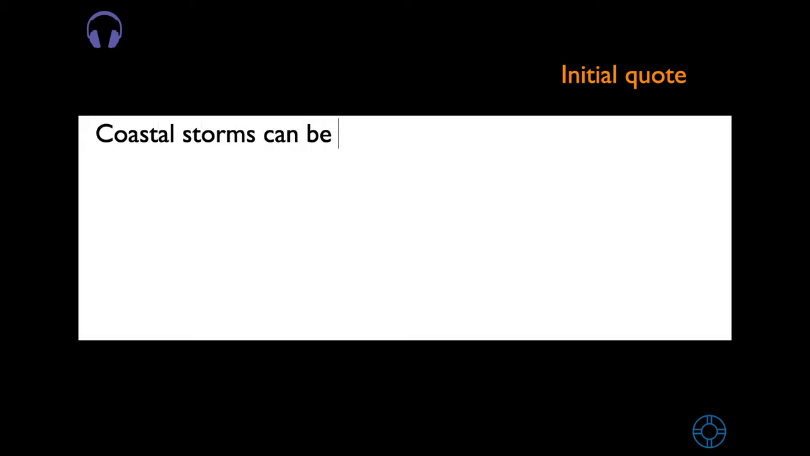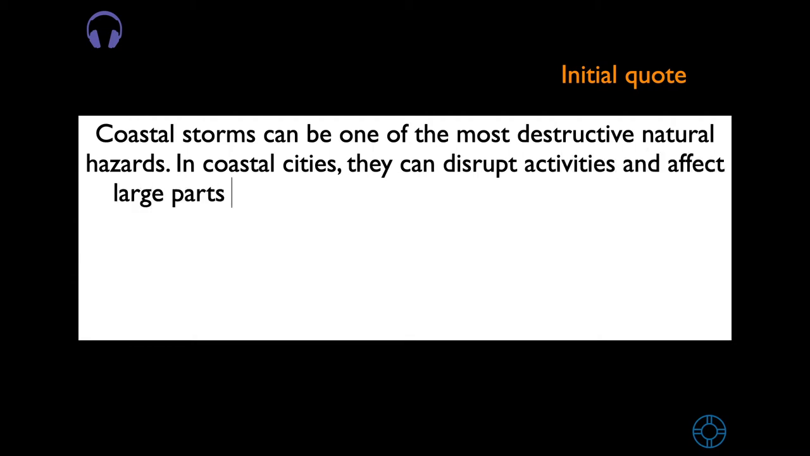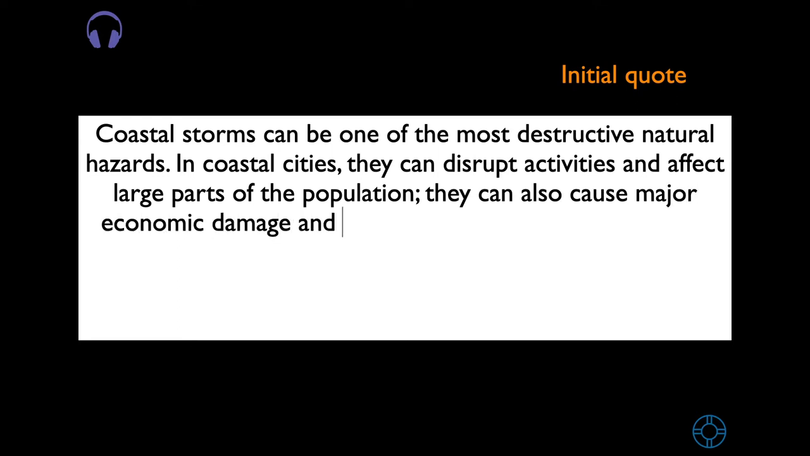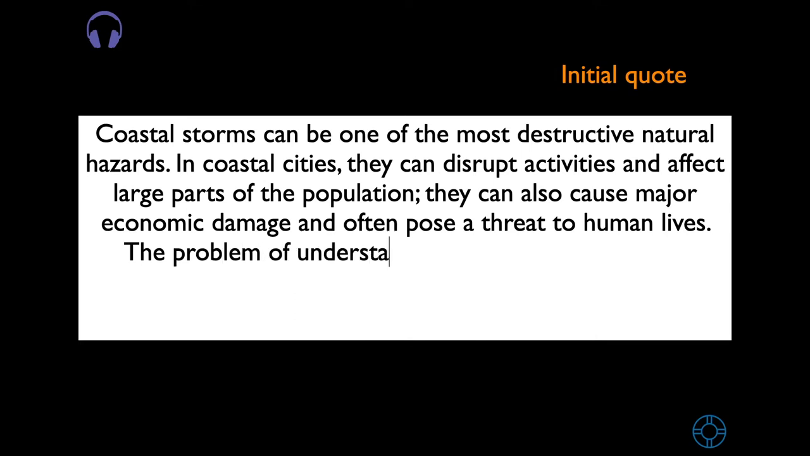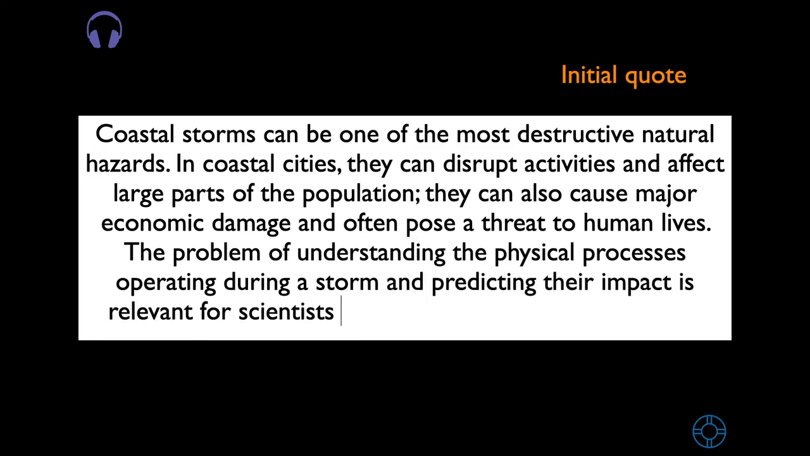Coastal storms can be one of the most destructive natural hazards. In coastal cities, they can disrupt activities and affect large parts of the population. They can also cause major economic damage and often pose a threat to human lives. The problem of understanding the physical processes operating during a storm and predicting their impact is relevant for scientists and has clear societal implications.